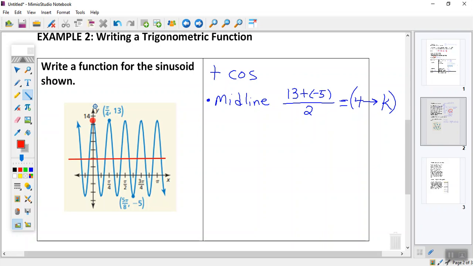Okay, let's talk about amplitude then. Well, guys, if this is the line y equals 4 right here, if the midline's at 4, how far above or how far below are my minimum and maximum relative to that midline? How many units? In other words, to get from 4 up to the highest point, what's that distance right there? So the amplitude has to be what? 9.